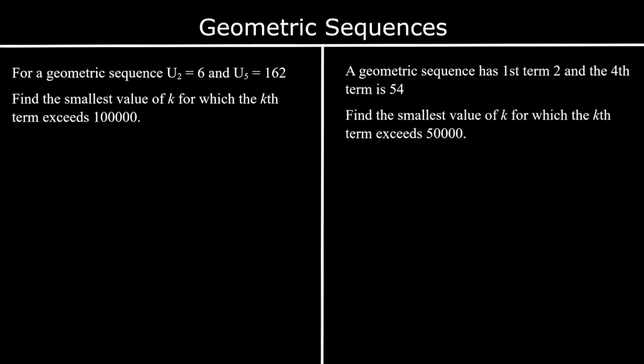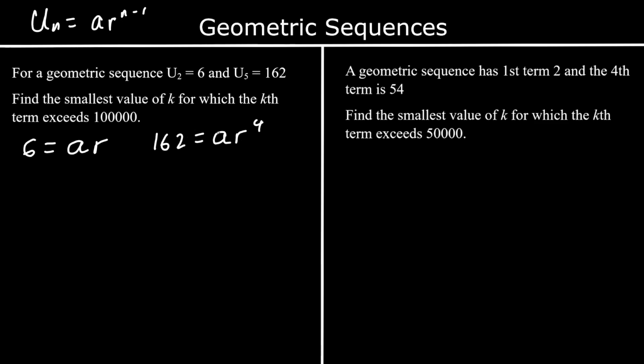For a geometric sequence, u2 is 6, u5 is 162. Find the smallest value of k for which the kth term exceeds 100,000. So again, the general rule, un is ar to the power of n minus 1. So for the second term, 6 is ar, and the fifth term, 162, is ar to the power of 4.